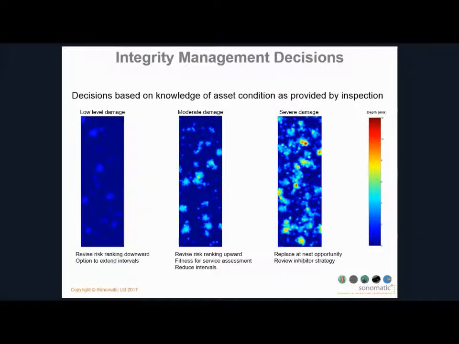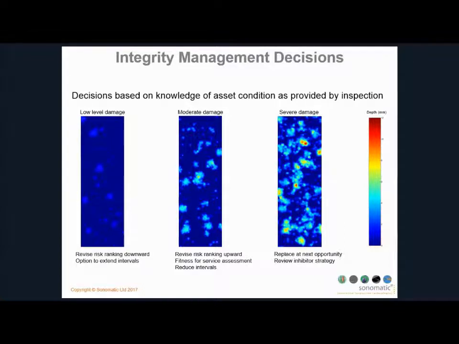So just very simply looking at how inspection provides information that affects decisions. If we look at these corrosion maps here, which are actually presented as wall loss maps, blue material indicates a situation where there's very little wall loss, and red shows severe wall loss. These three degradation states might be on different equipment items, but maybe at the same time through the life of the item. So this first case here shows low level damage from the inspection information. We may want to then revise the risk ranking downward, which would give us the option of extending the intervals.